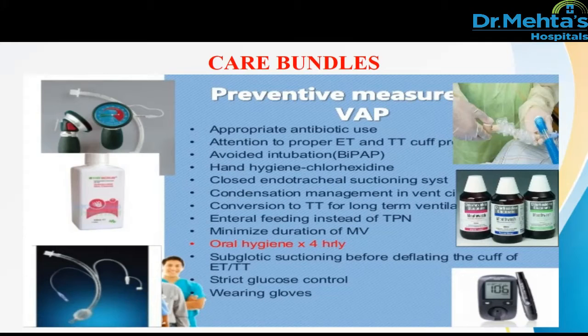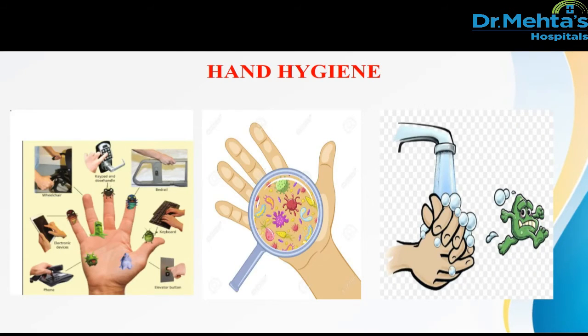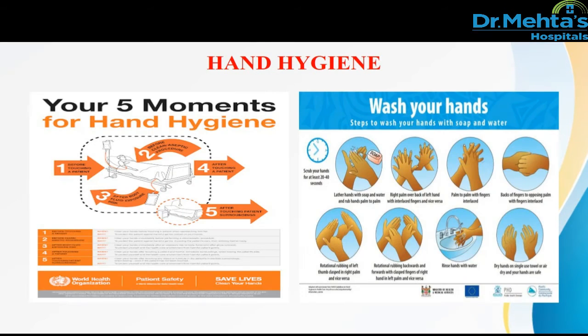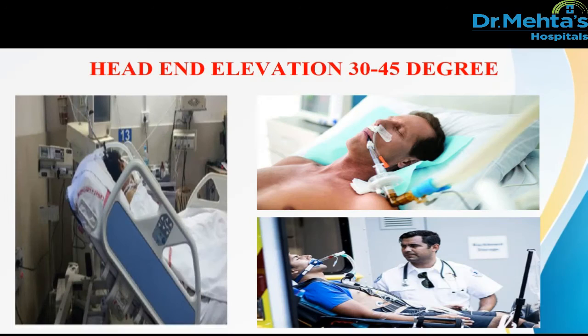Next we will see VAP care bundles one by one. In that, first one is hand hygiene. A clean hand is safe hand. Appropriate hand hygiene with alcohol based hand sanitizer should be used whenever you are handling the ventilator and ventilator circuit. Always follow the steps of hand hygiene and 5 moments of hand hygiene properly.